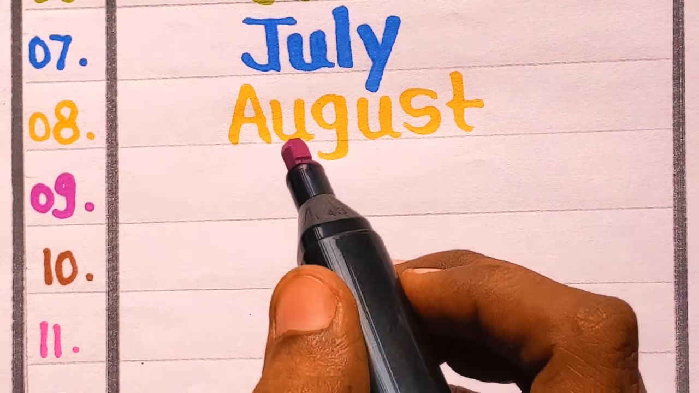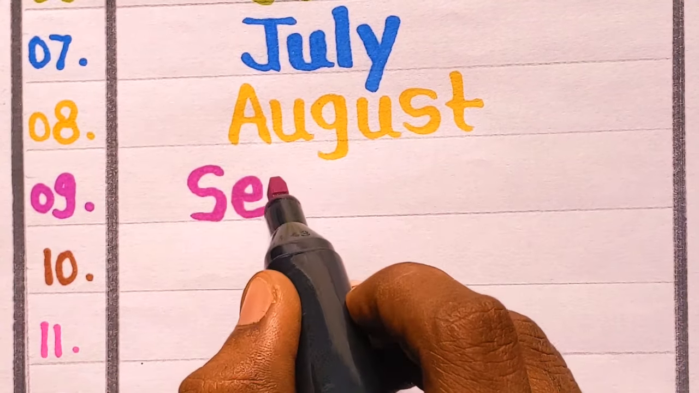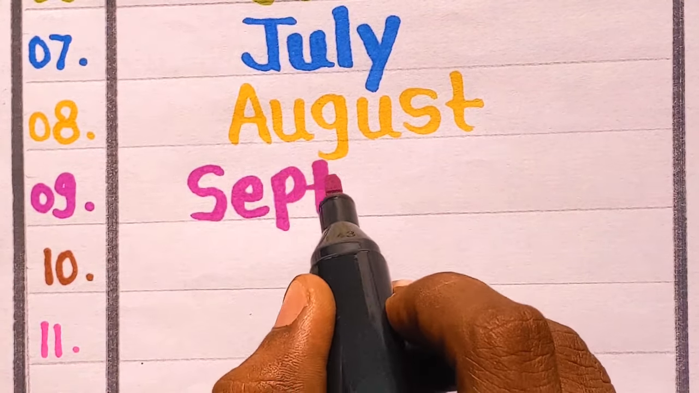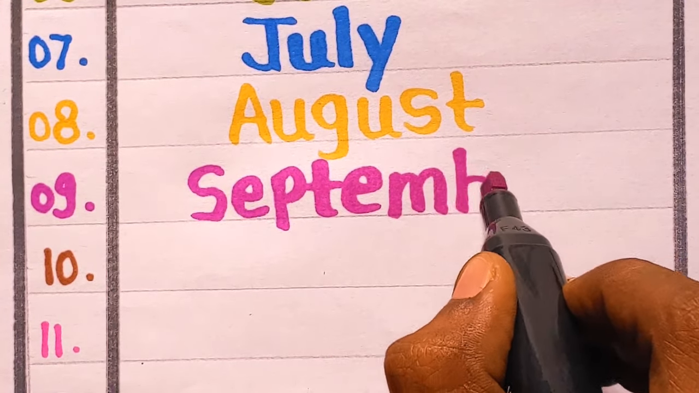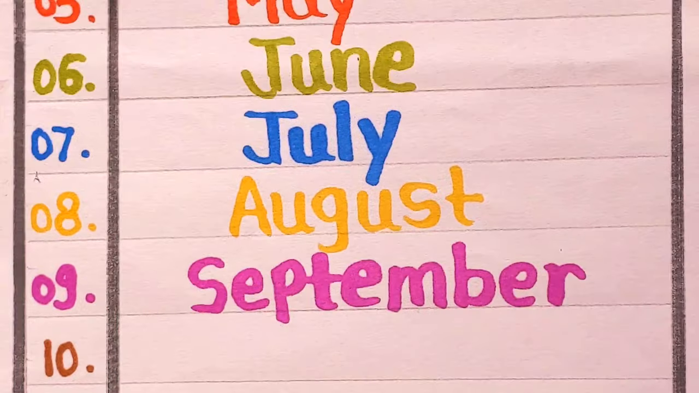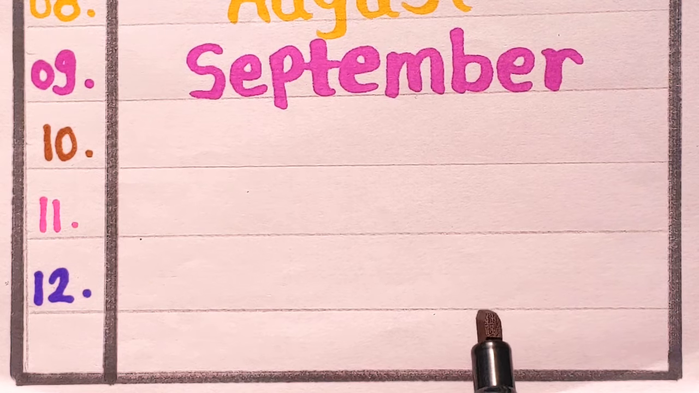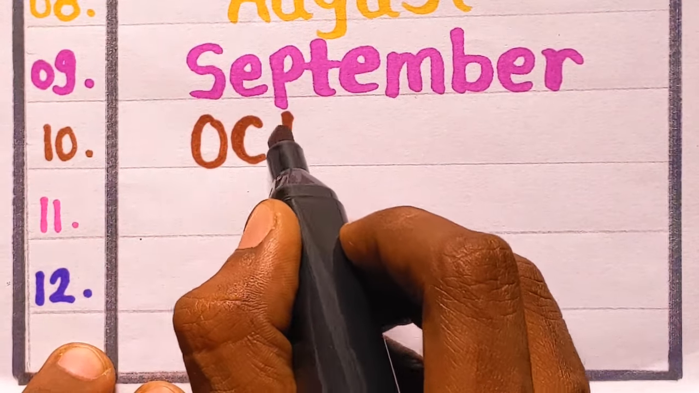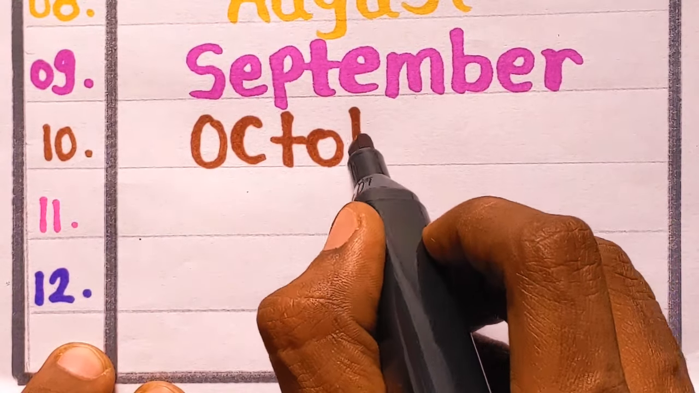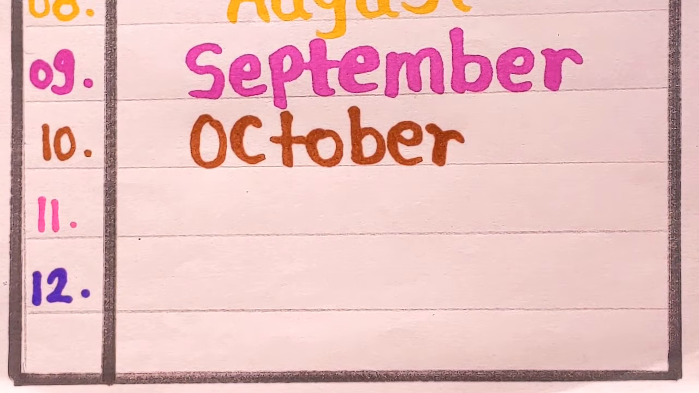Number nine is September. S E P T E M B E R, September with the purple color. Next is number 10, October. O C T O B E R, October, brown color.